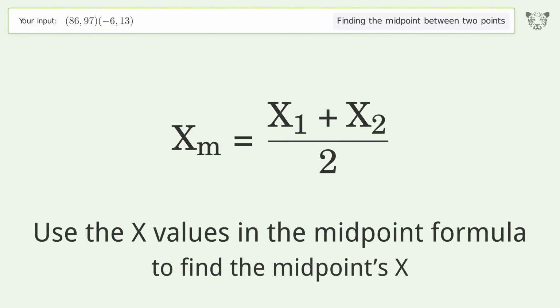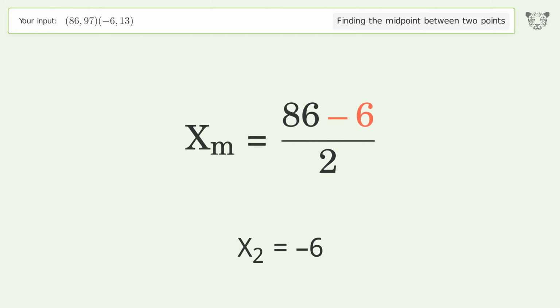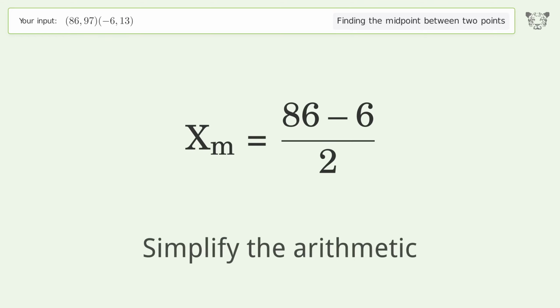Use the x values in the midpoint formula to find the midpoints x. x1 equals 86. x2 equals -6. Simplify the arithmetic.